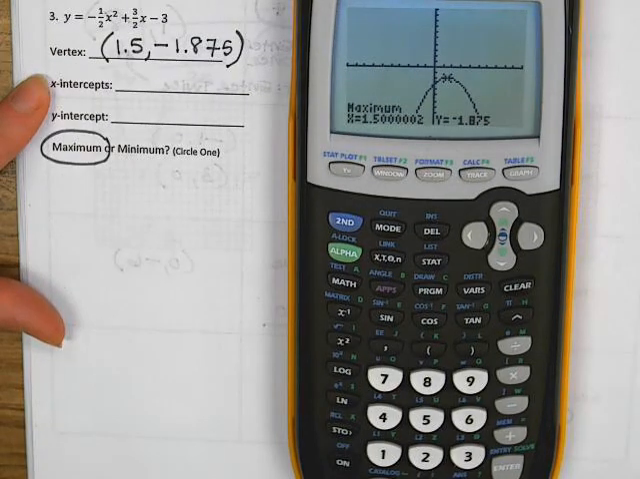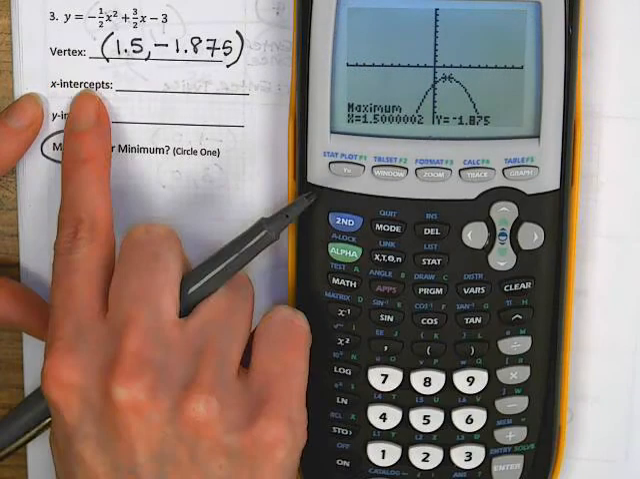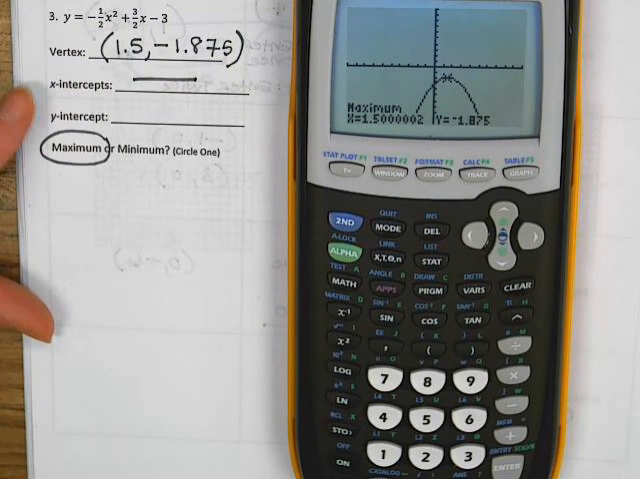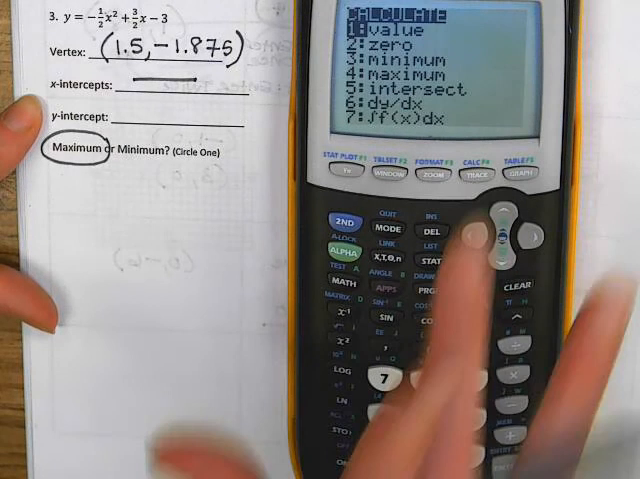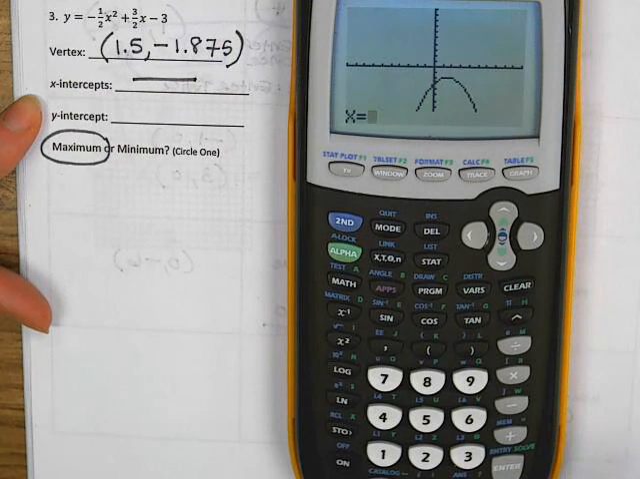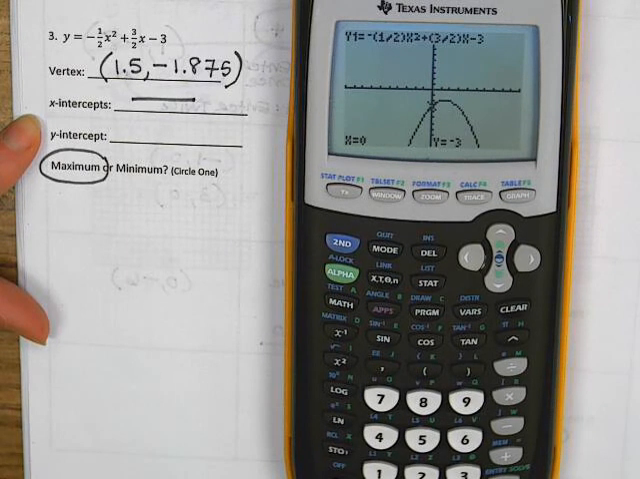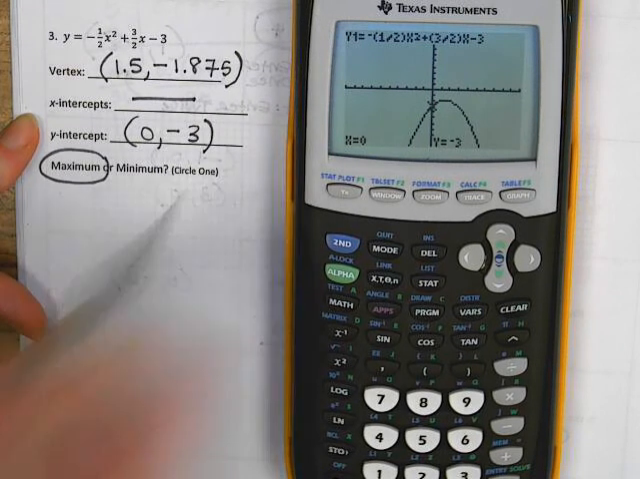Oh, do you guys see why we're lucky? The graph never crosses the x-axis, so there's no x-intercepts. We get to skip it. And then the y-intercept, that's when you do second trace, option number 1, because a y-intercept is the value when x equals, type in 0, enter. And it looks like the y-intercept is at 0, negative 3.